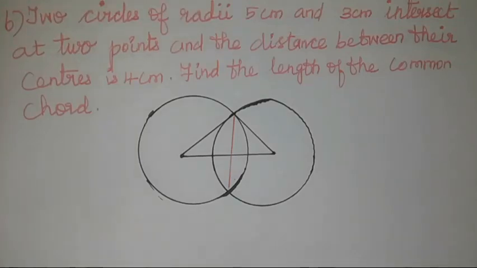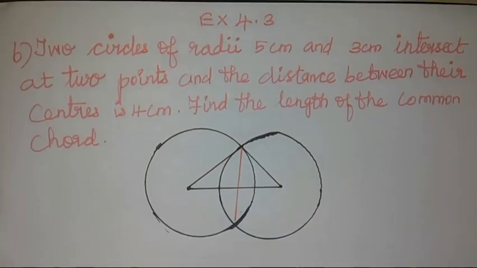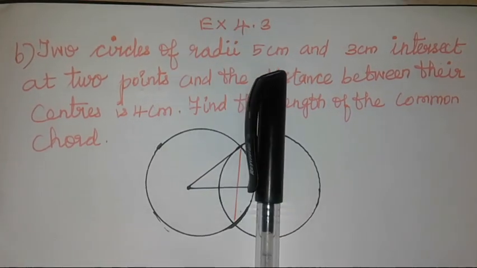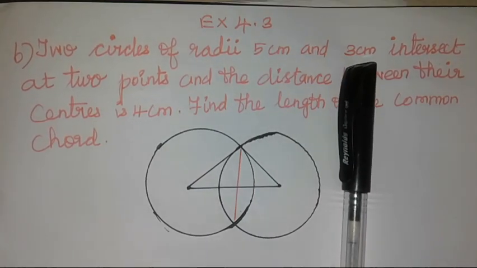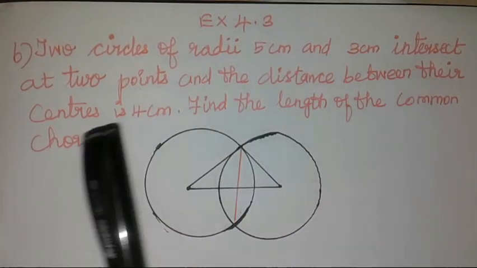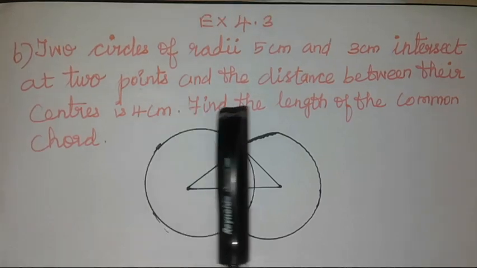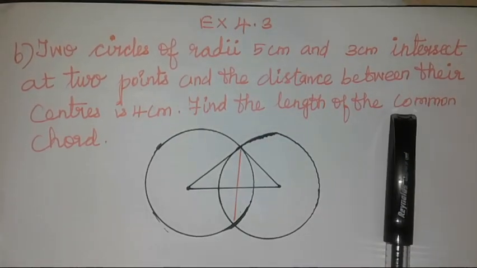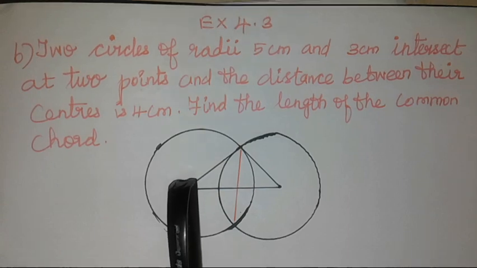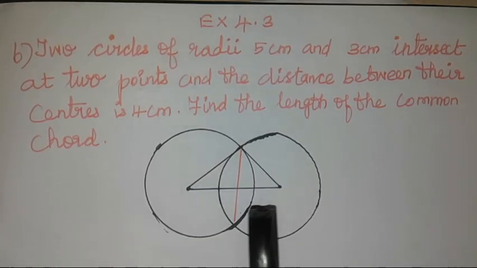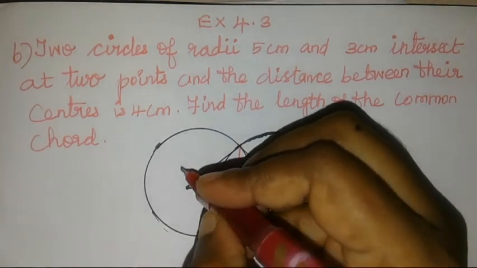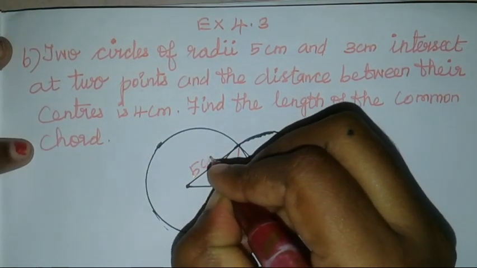Hello children, now see the sixth question from exercise 4.3. Two circles of radii 5 cm and 3 cm intersect at 2 points and the distance between their centers is 4 cm. Find the length of the common chord. See, this problem discusses two circles.